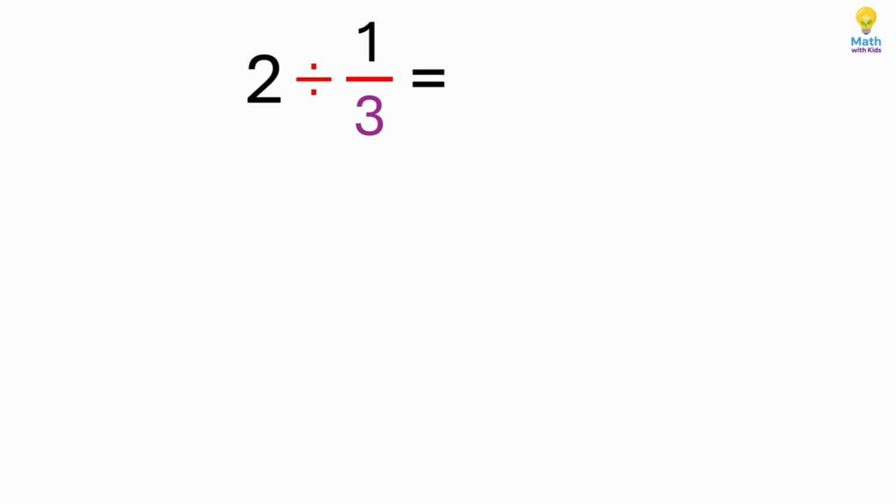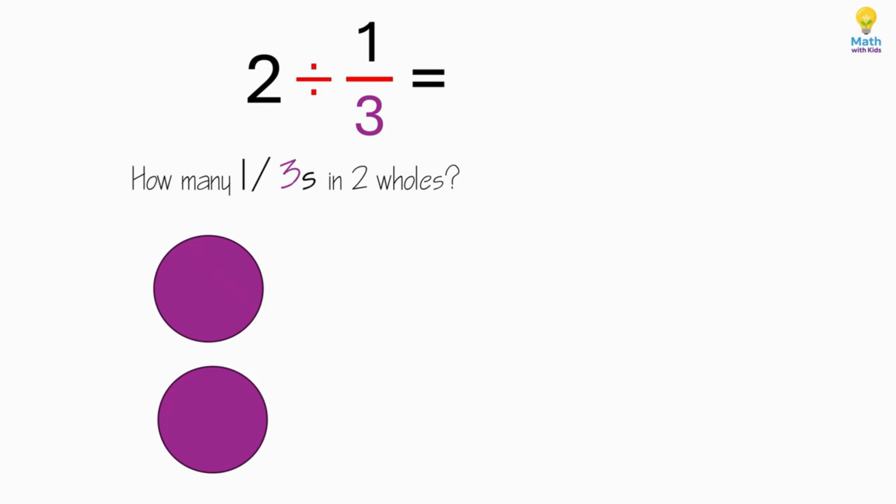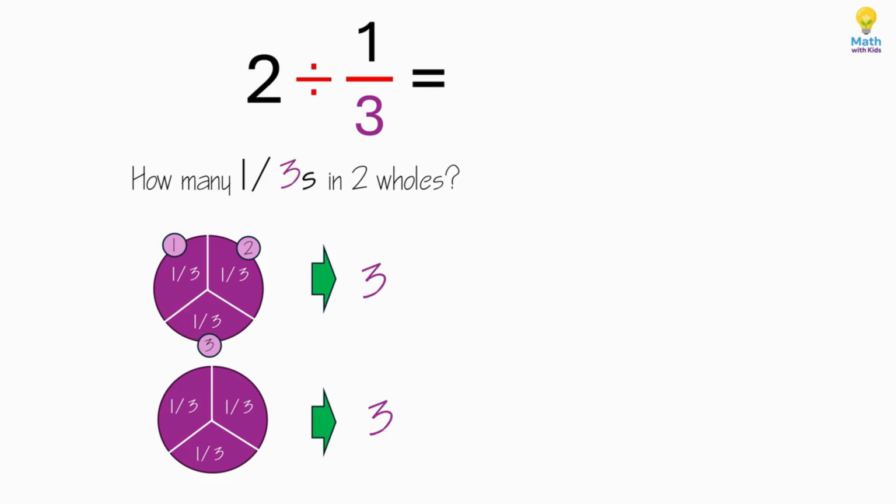Now let's change a bit. 2 divided by 1/3. How many 1/3s are in 2 wholes? We check the first whole, same as before. 1, 2, 3. A total of 3 1/3s. Same for the second whole. Another 3 1/3s. So that's 2 groups of 3.